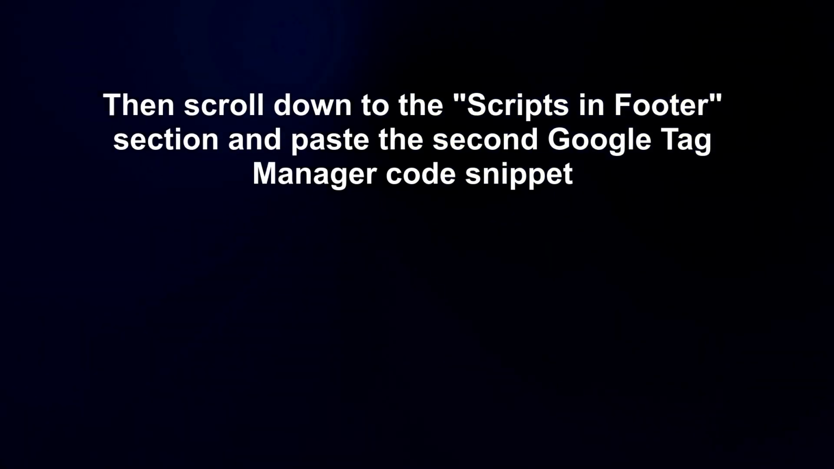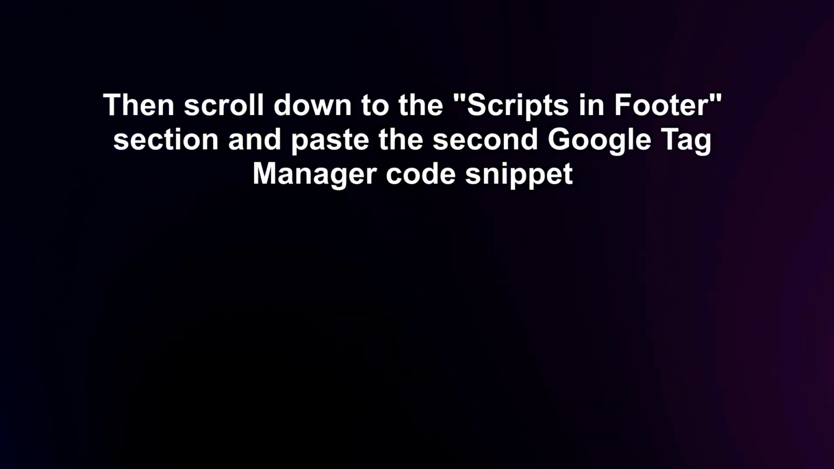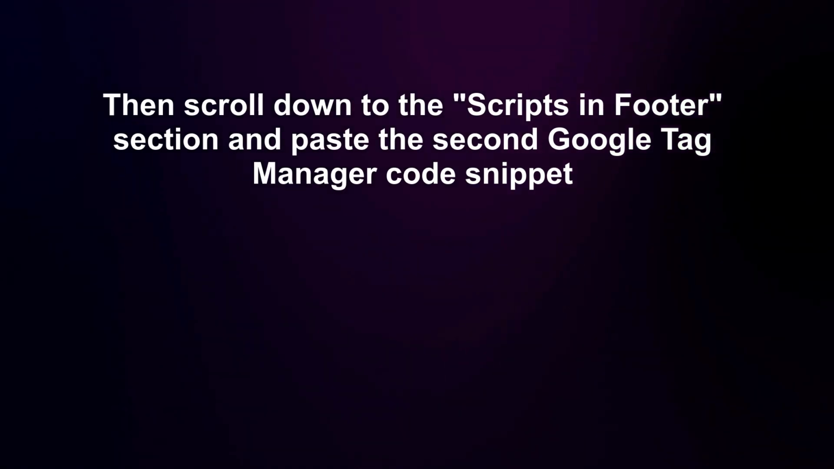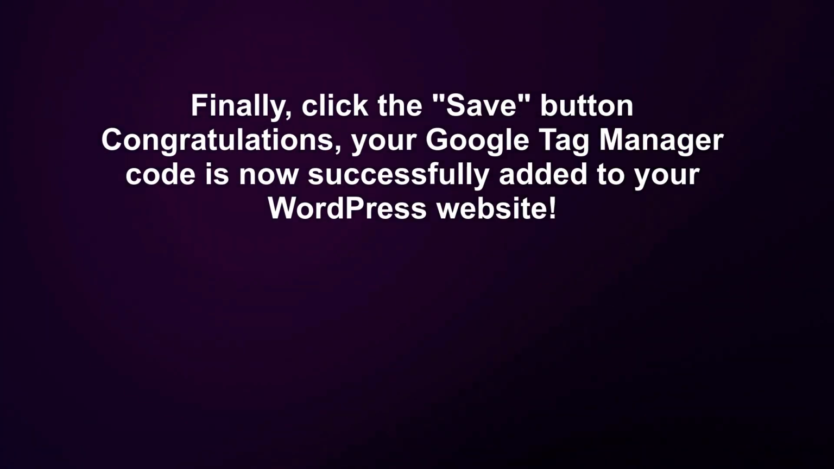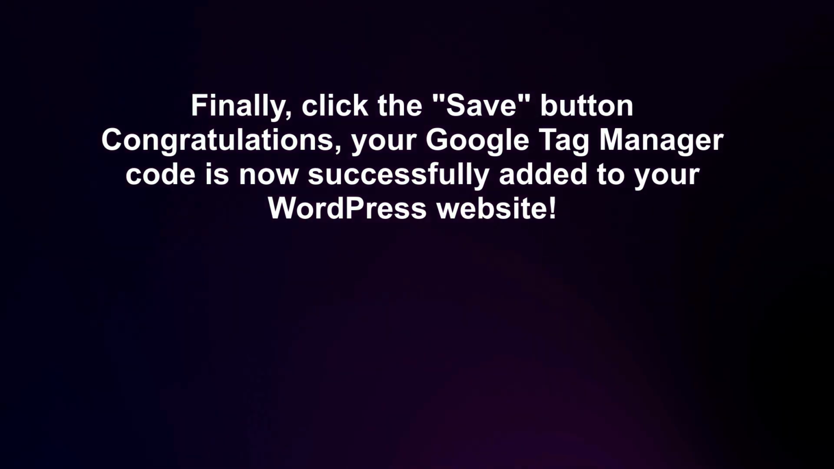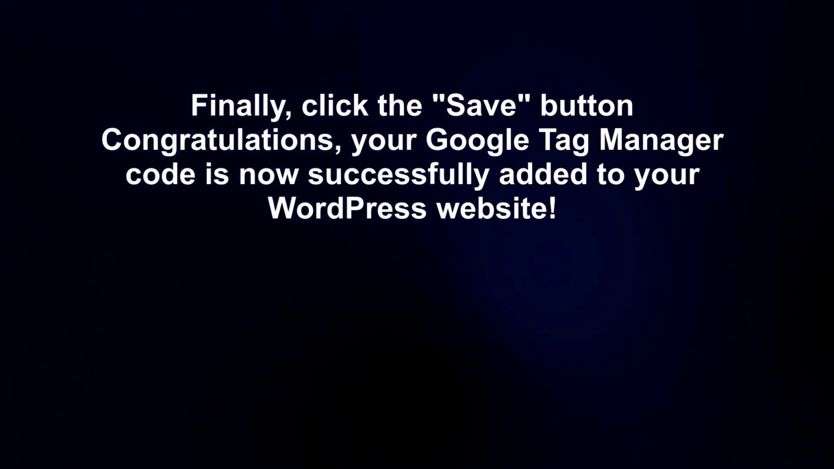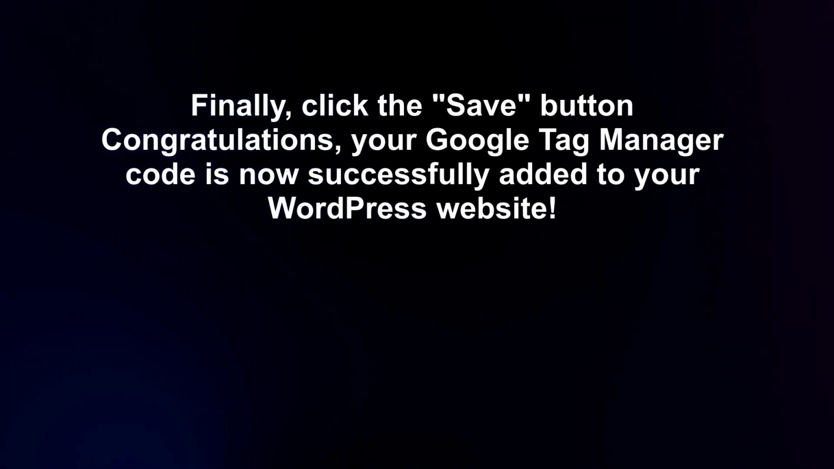snippet. Then scroll down to the Scripts in Footer section and paste the second Google Tag Manager code snippet. Finally, click the Save button. Congratulations! Your Google Tag Manager code is now successfully added to your WordPress website.